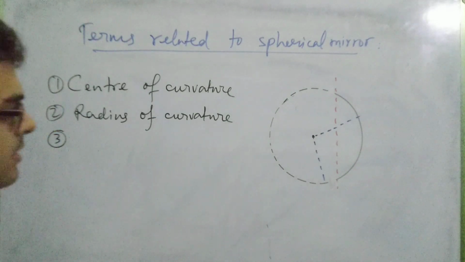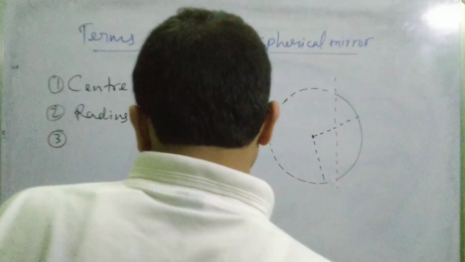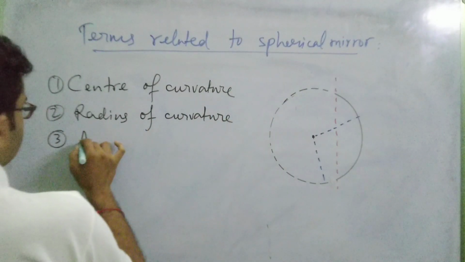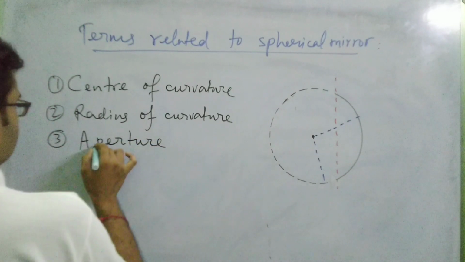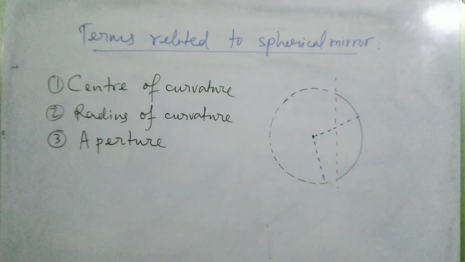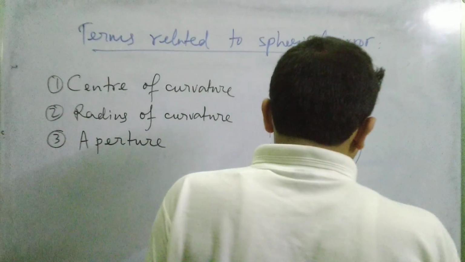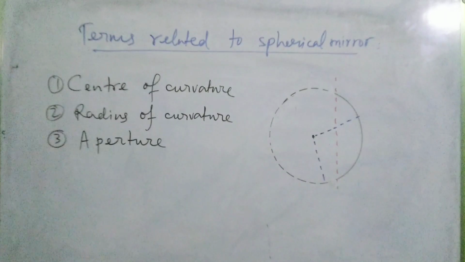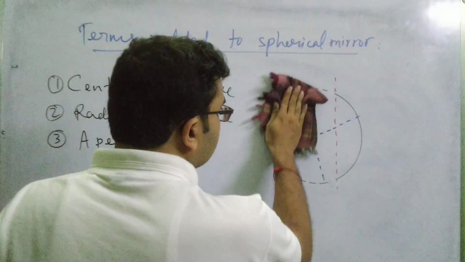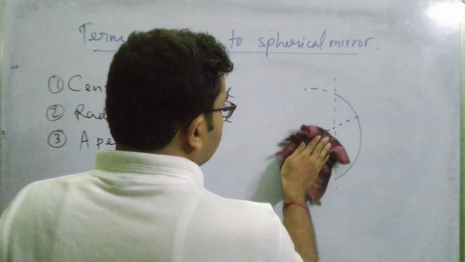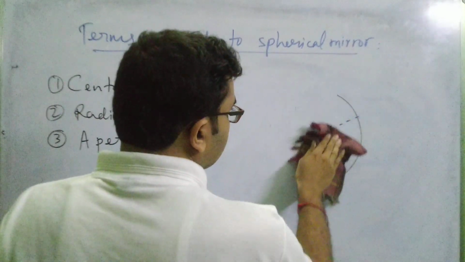Then the third point is the aperture. So what is the aperture? When you are considering the mirror, either it may be concave or convex, that mirror must have a surface which is exposed to the light and from which reflection takes place. It definitely should have a surface, isn't it?